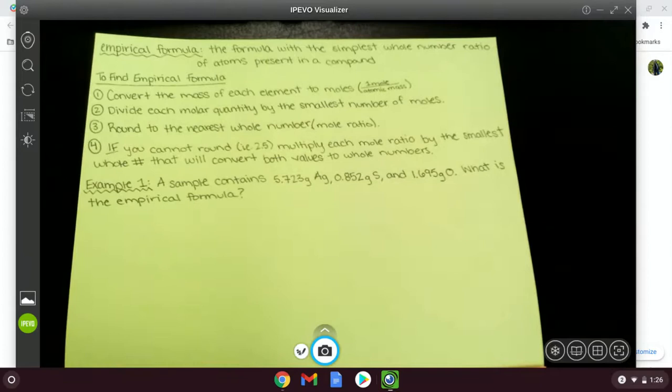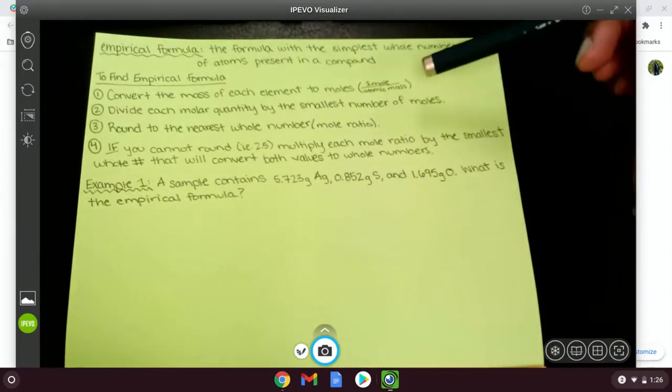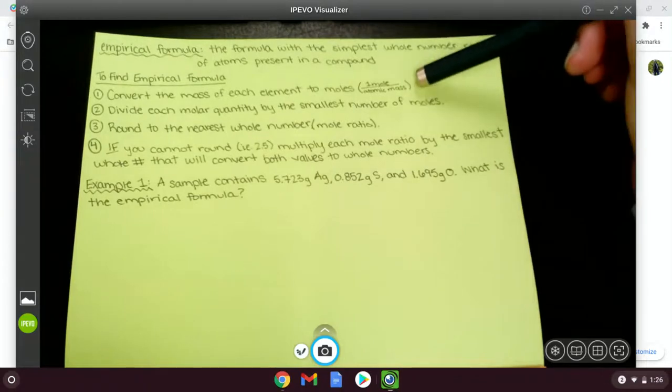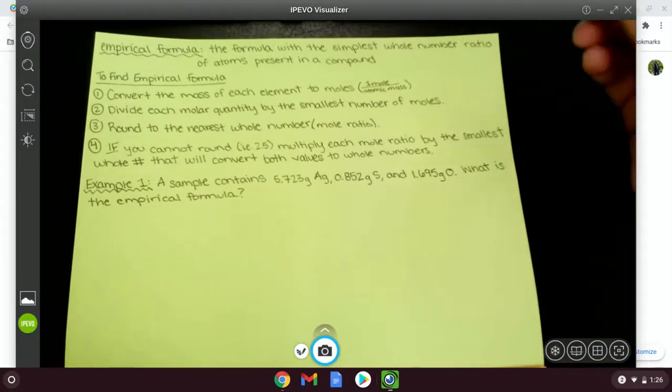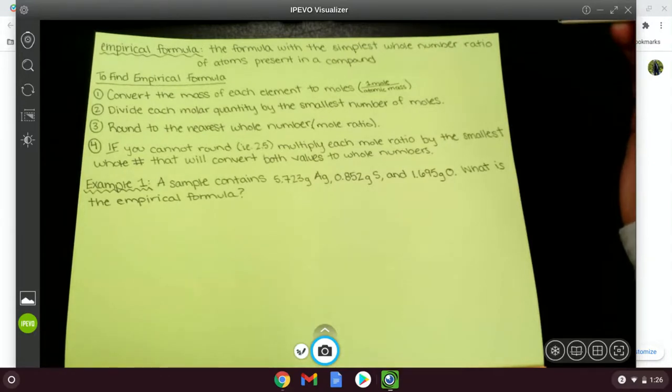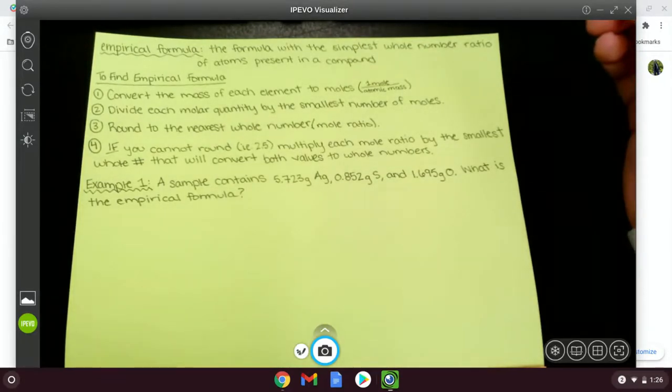There are 4 steps we need to take to find empirical formulas. The first thing we need to do is convert the mass of each element to moles using this conversion factor. Then we're going to divide each molar quantity by the smallest number of moles. Round to the nearest whole number. If you can't round, like you have 1.5, 2.5, you need to multiply each mole ratio by the smallest whole number. That will convert all values to whole numbers. Okay, so in these examples, we may see that.